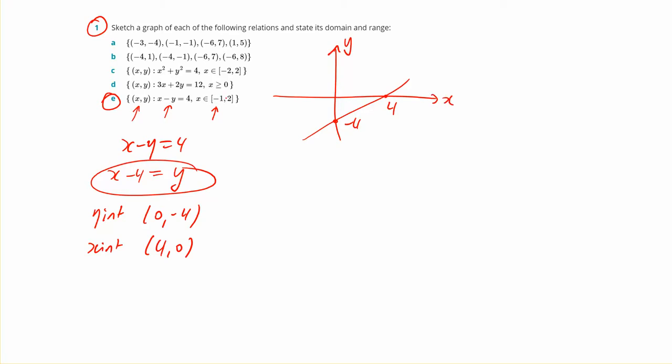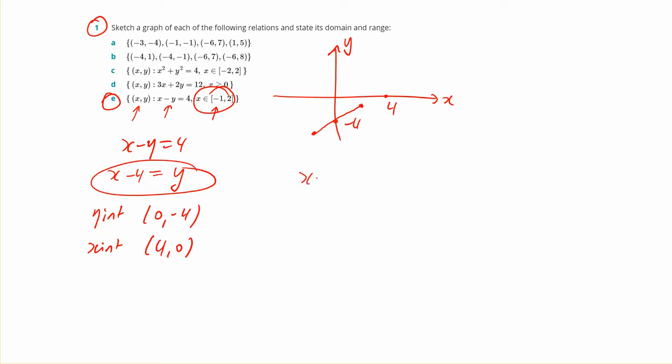Now we don't have the normal graph. Why? Because there's a restriction on the domain. It's not wanting you to have a full domain, so you're going to cut it short. Your graph is going to start when x is -1 and stop when x equals 2. So you're going to have a short section of the line only. Let's find out what the values are at the endpoints.